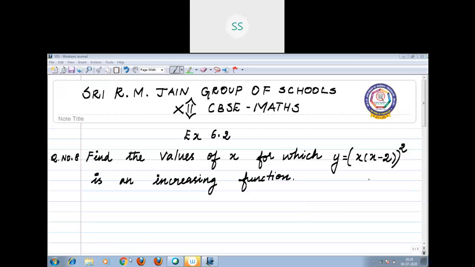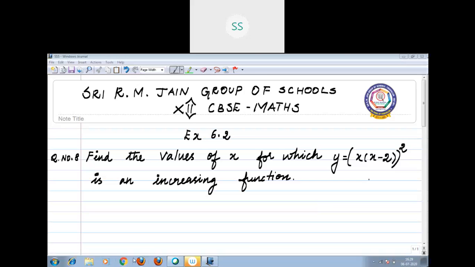Here the question is: find the values of x for which y is equal to x into (x minus 2) the whole square is an increasing function. Normally, if the function name is not given, you consider it as f of x, but here luckily we have y is equal to.